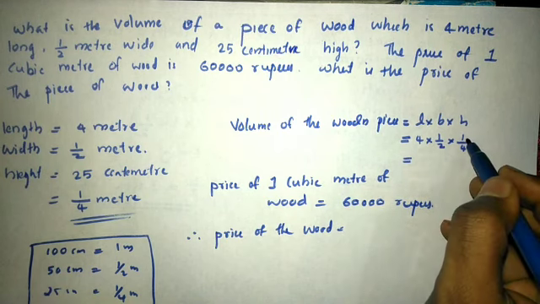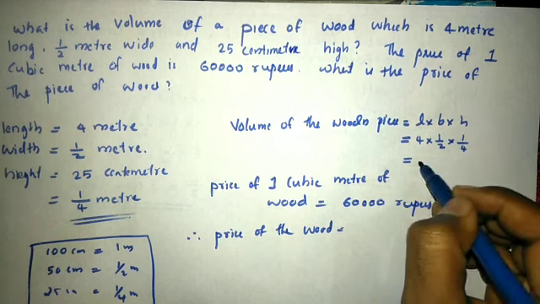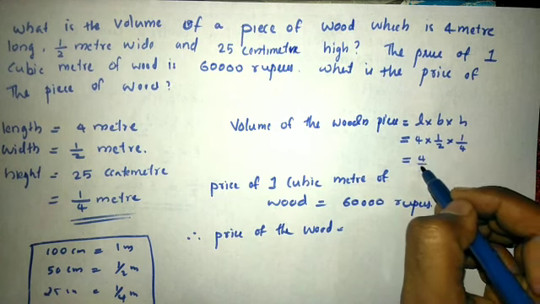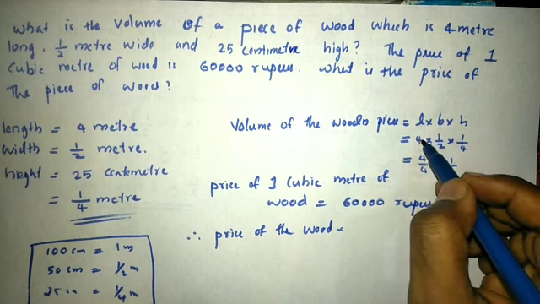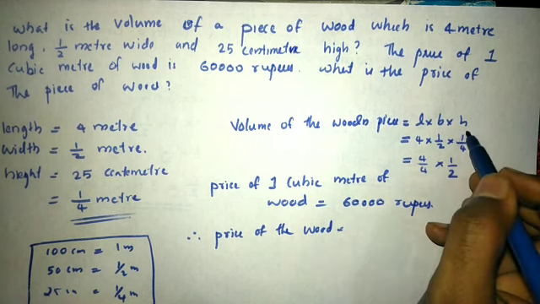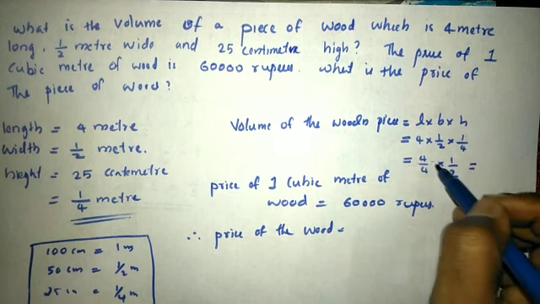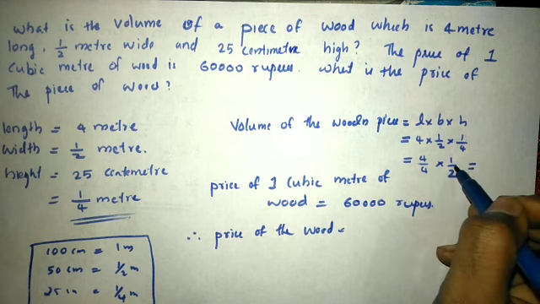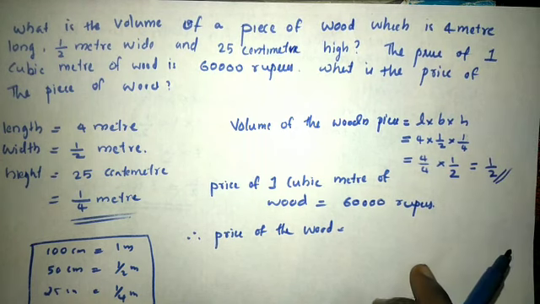Here we can do 4 into 1 by 4 first, which is more easily done: 4 into 1 by 4 is 4 by 4, into 1 by 2. 4 by 4 is 1. 1 into 1 by 2, the answer is 1 by 2.